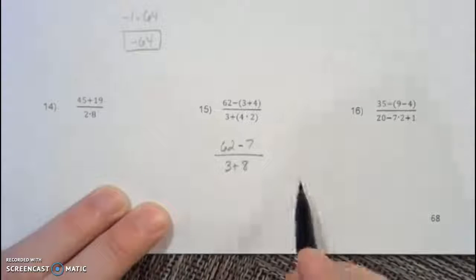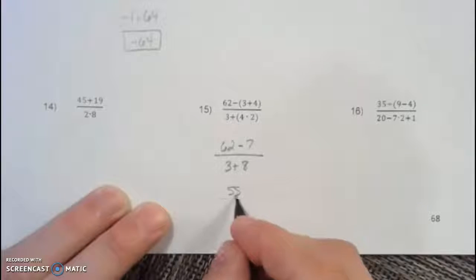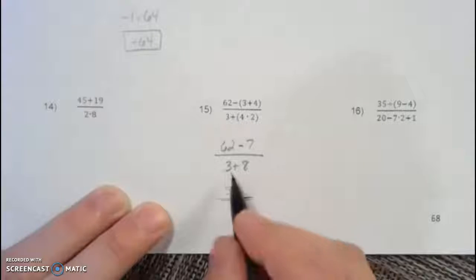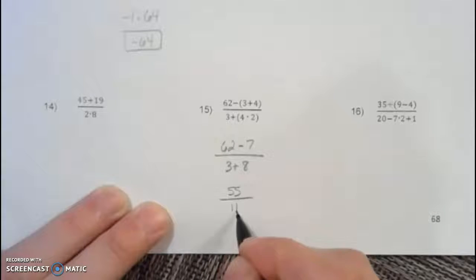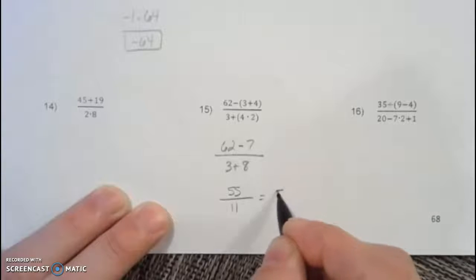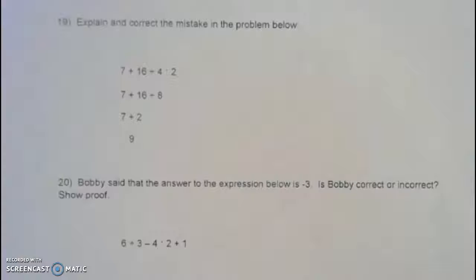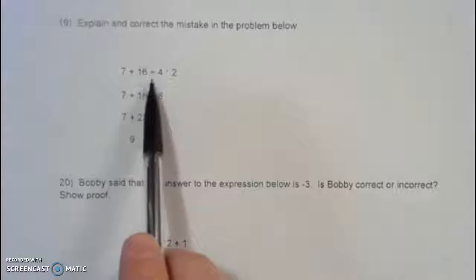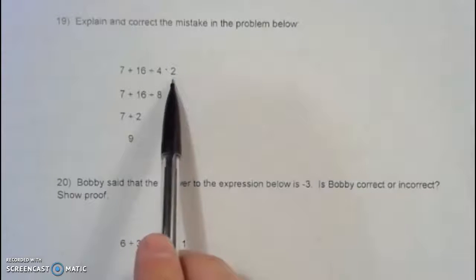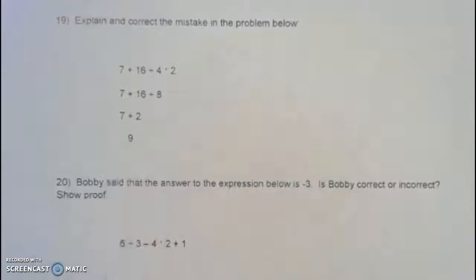Going back to the numerator, if I do the subtraction, 62 minus 7 is 55. And in the denominator, if I evaluate 3 plus 8, that gives me 11. And now that I know the numerator and the denominator, I can do my division, and 55 divided by 11 is equal to 5. Example 19 asks us to explain and correct the mistake in the problem below. So we had 7 plus 16 divided by 4 times 2. And then that turned into 7 plus 16 divided by 8. 7 plus 2 equals 9.